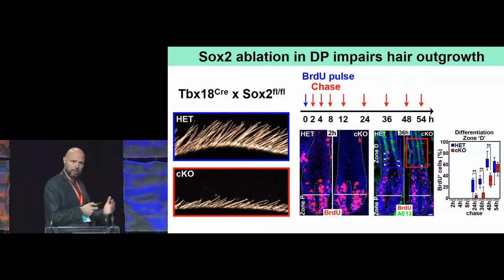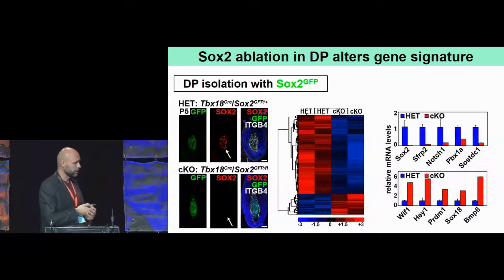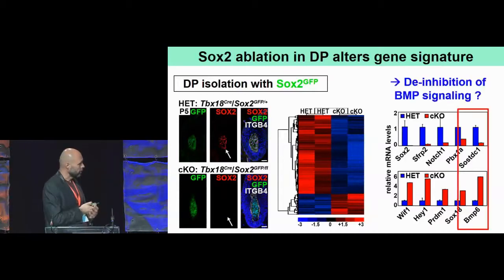So to interrogate how this could possibly be regulated through mesenchymal-epithelial interaction, we crossed again the mice with the SOX2 GFP reporter and could now isolate with GFP from both control and again from the knockout DP in green the cells, could perform microarrays and found many interesting gene changes. For instance, what we focused our attention on is the BMP signaling pathway, because BMP6 is strongly upregulated while a BMP inhibitor, SOSTDC1, is strongly downregulated, suggesting that in the knockout scenario there could be de-inhibition of BMP signaling.